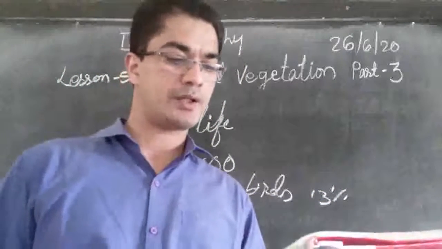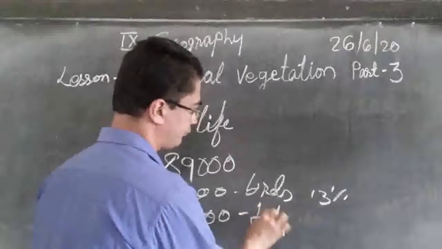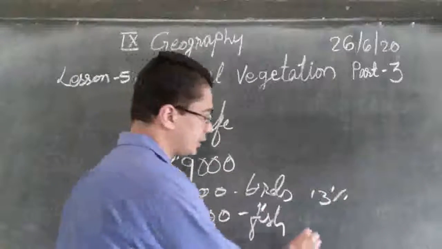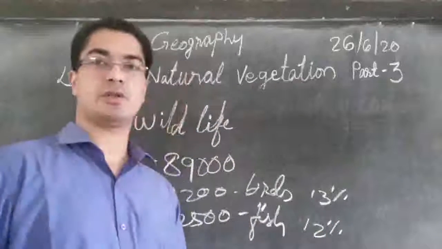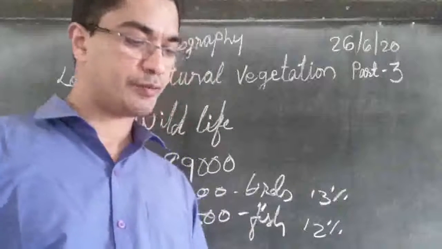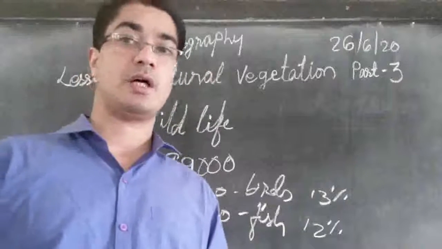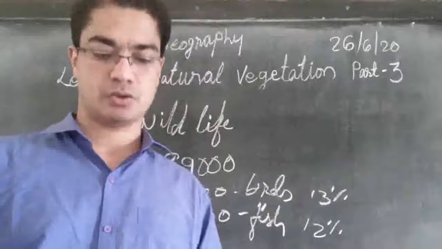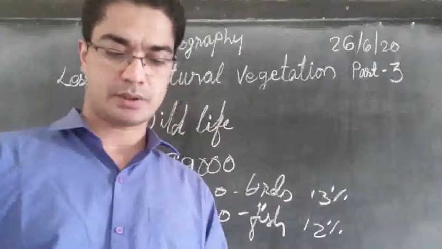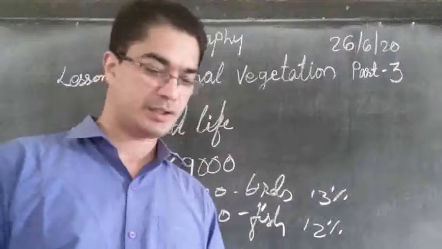And there are 2,500 species of fish. Fish, how much? 2,500 fish, which account for nearly 12% of the world's stock. That is, 12% of the total fish in the world is found in India. And it also shares between 5 and 8% of the world's amphibians, reptiles and mammals. So we have a lot of amphibians and reptiles, those living in the water. Amphibians, reptiles and mammals, all these also we have a lot, 5% of the total reptiles are found in India.